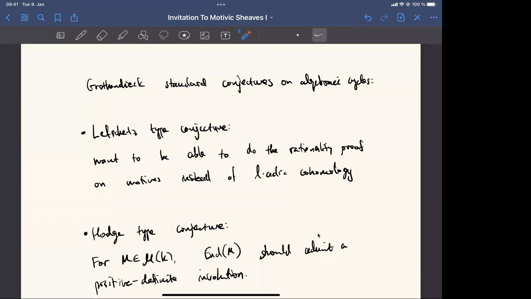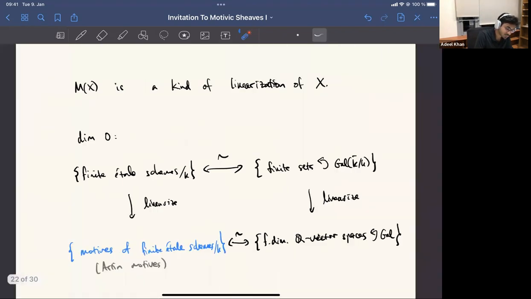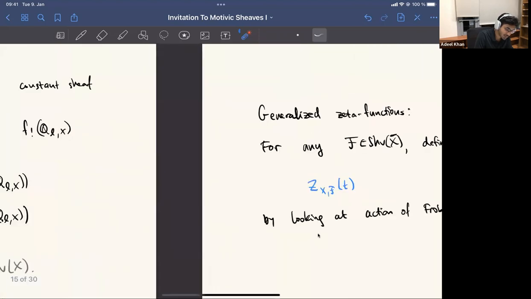Sorry, what's a positive definite involution mean? So just an involution whose trace in some sense is positive definite, I guess, something like that. For now, let's just say the details of this are not important. This is also not the statement of the conjecture. It's just supposed to be some consequence. Like if you make this precise, whatever it means, this thing should imply this property.